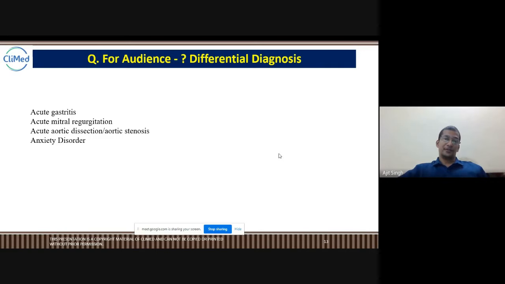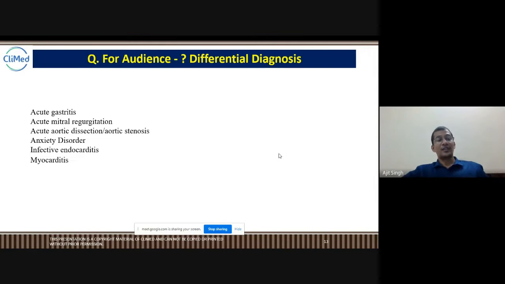Then anxiety disorder. Anxiety disorder is a major differential diagnosis for MI. A patient with severe anxiety always has chest pain, even moderate to severe chest pain. And they have neck pain also, not exactly jaw, but neck pain. So anxiety disorder also mimics the symptoms of myocardial infarction. Infective endocarditis: how can we differentiate it from MI? Of course, ECG, troponin, and echo will tell if there is endocarditis.